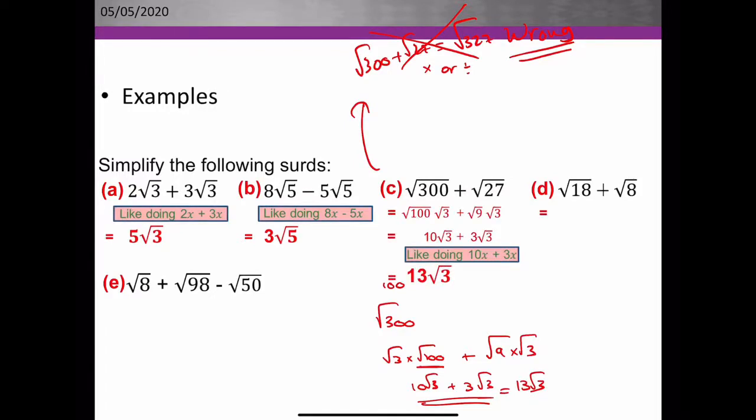So again, for this one here, biggest possible square number that goes into it is 9. So I've got 9 that goes into it twice. And biggest possible is 4. So therefore, 3 root 2 plus 2 root 2 will give us altogether 5 root 2 for us.